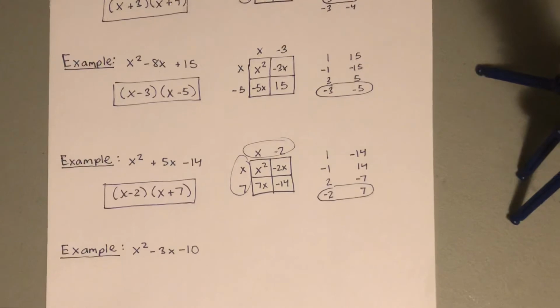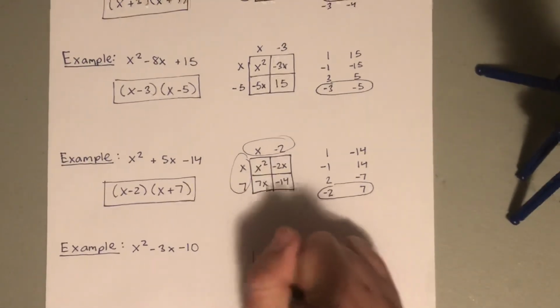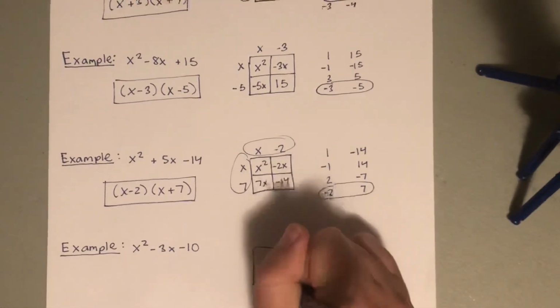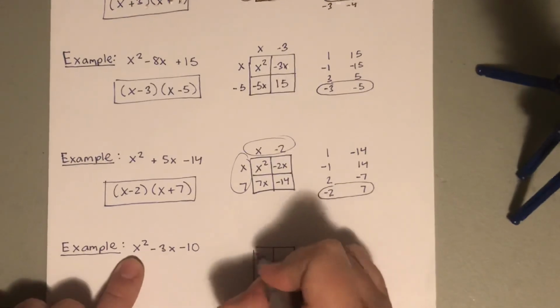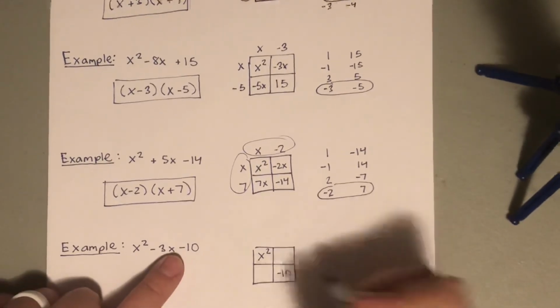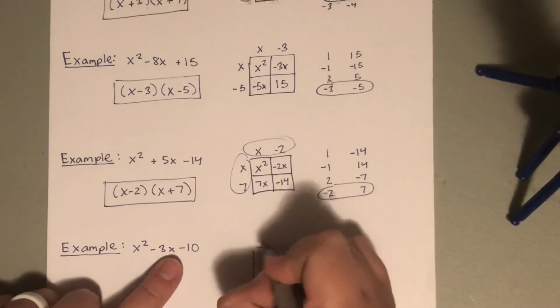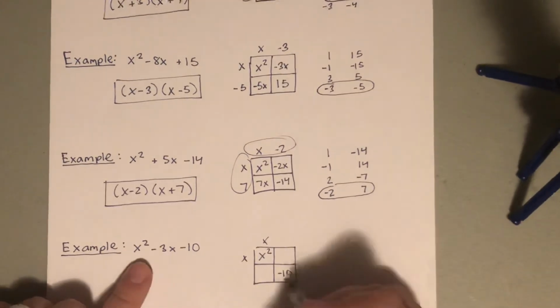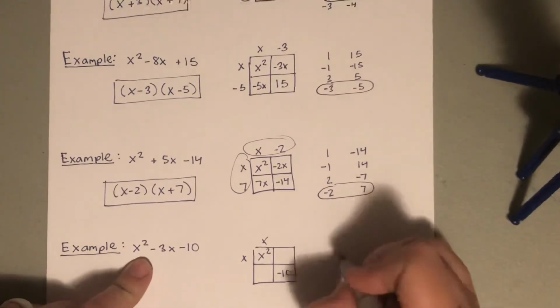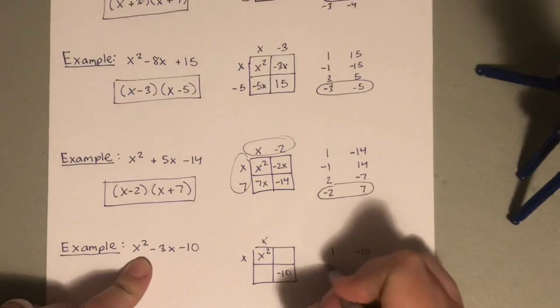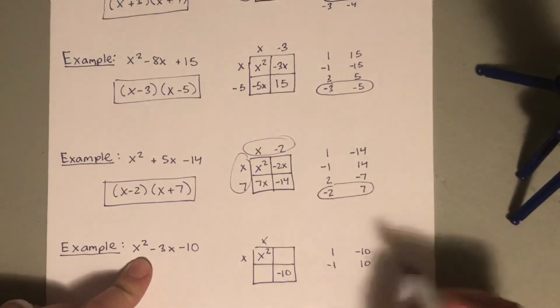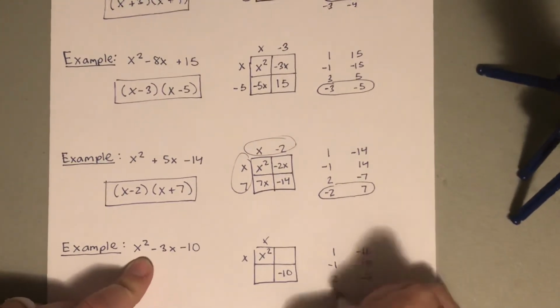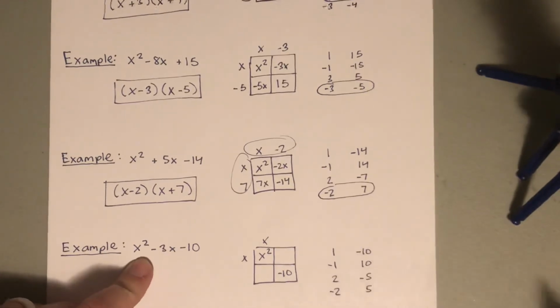Okay, and then lastly, we'll try this last one down here. Okay, I know x squared goes in that box. I know negative 10 goes in that box. I know x times x. Now, what are all the ways to multiply to be negative 10? We have 1 and negative 10, negative 1 and positive 10, 2 and negative 5, negative 2 and positive 5.